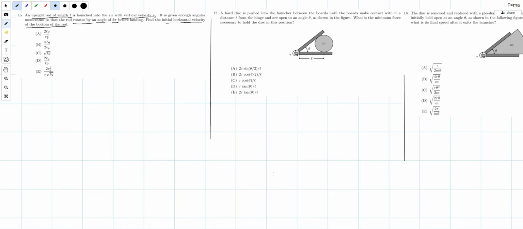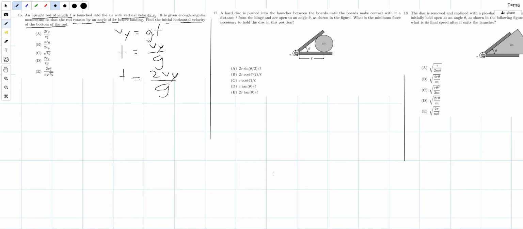So calculating for the time of flight, the rod would be at its apex when v sub y is equal to gt. Which means that it would take v sub y by g to get to the top, and thus the total time of flight is going to be 2 times v sub y by g.